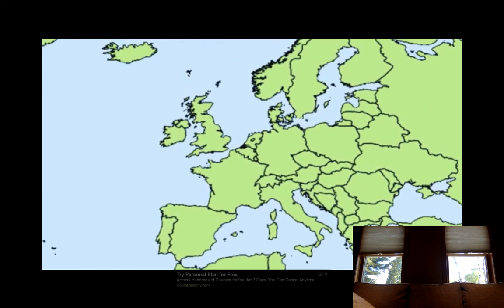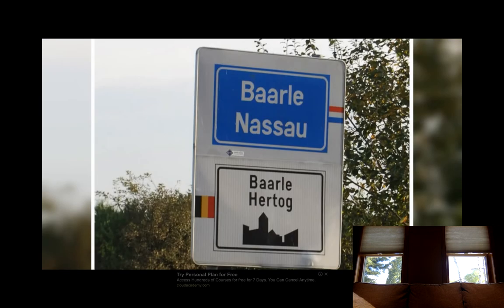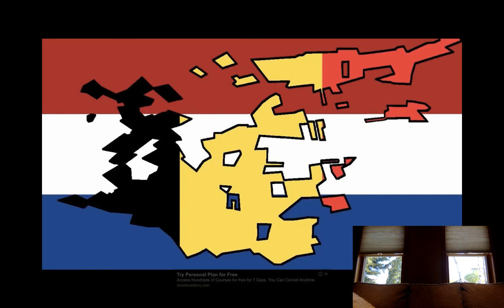Next we move over to Europe, where things start to get a bit ridiculous with the border between the Netherlands and Belgium and the interlocking municipalities of Baarle-Nassau and Baarle-Hertog, which is a little something like this. In total, there are 22 Belgian enclaves and 8 Dutch enclaves, 7 of which are counter enclaves.